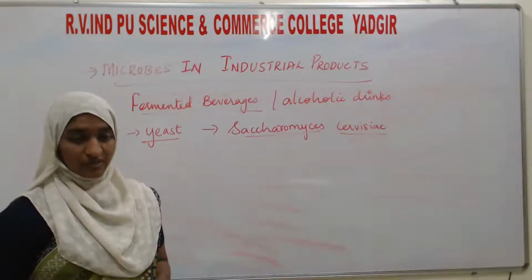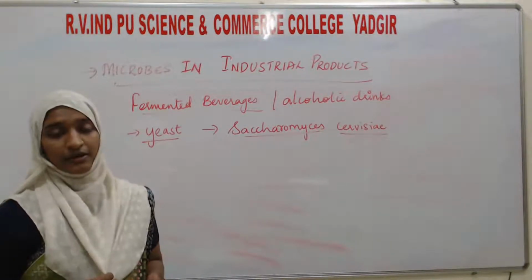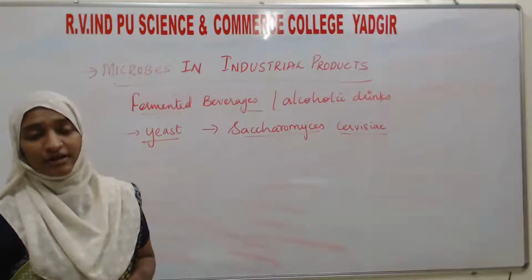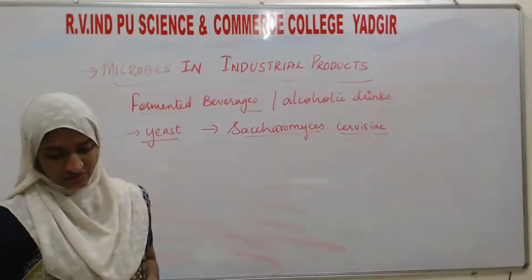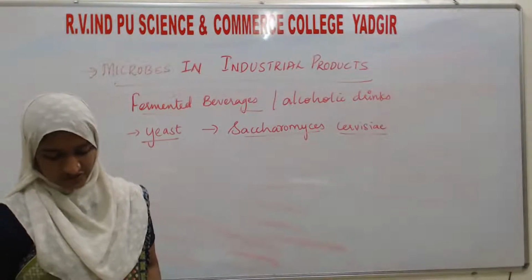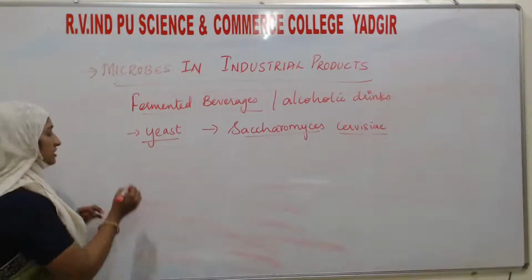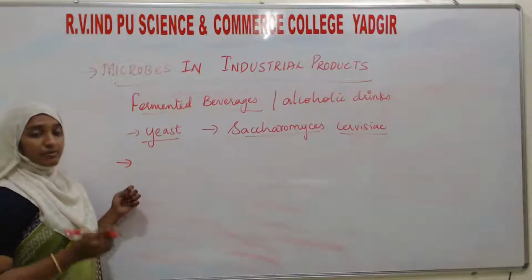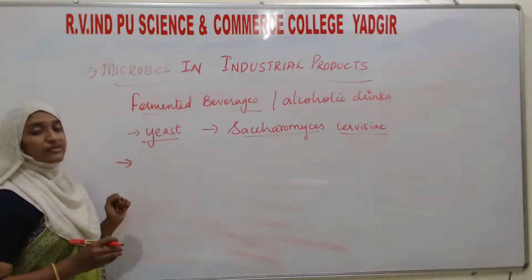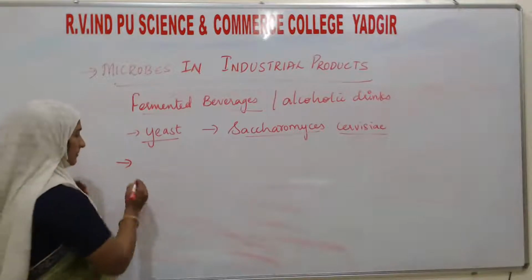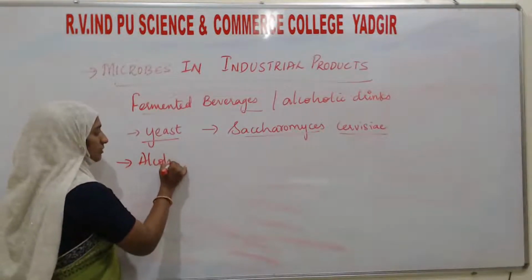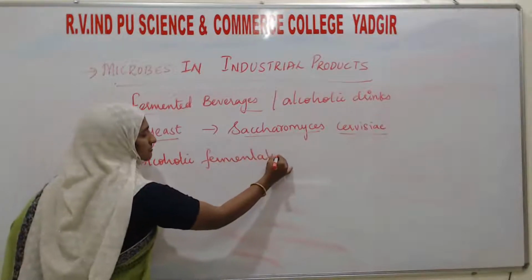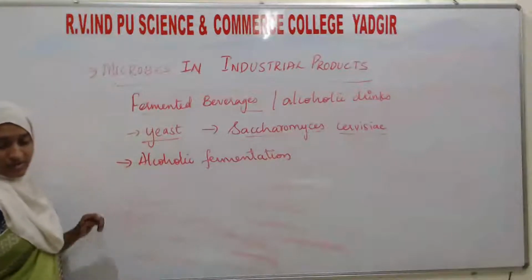That will be brewing. So whatever industries there are for the production of these alcoholic beverages, we can call them the brewing industries. Here a fermentation takes place. The fermentation which takes place in these brewing industries, for the production of alcoholic drinks, is known as alcoholic fermentation.